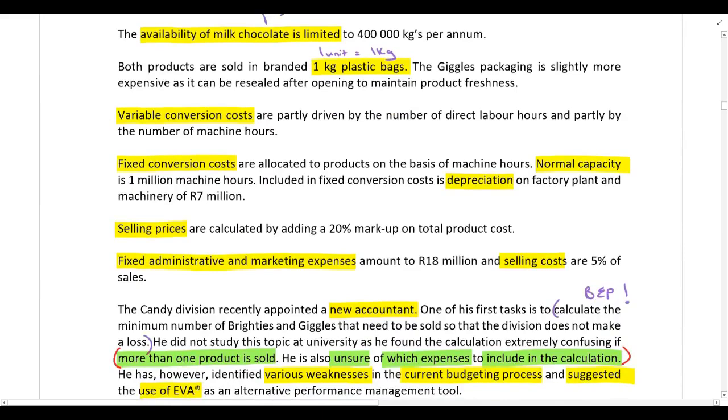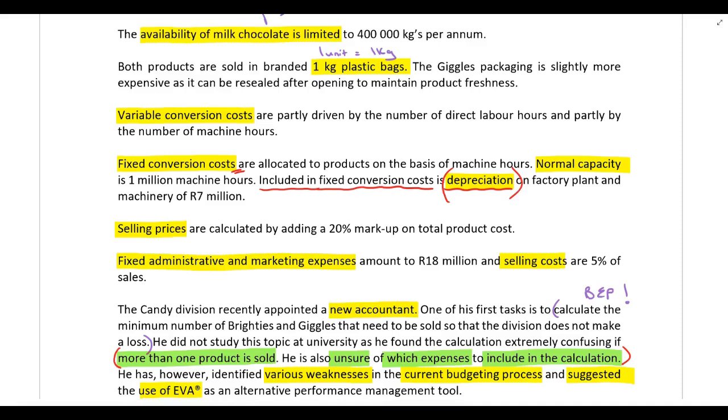You were told that included in the fixed conversion costs is depreciation on factory plant and machinery of 7 million rand. So we've already said that the fixed conversion costs are product costs. They are included in the break-even calculation because the expense affects profit or loss. However, what about this depreciation expense? Should we exclude it because it's not a cash flow? No. And that's a common mistake that's made by students, guys.